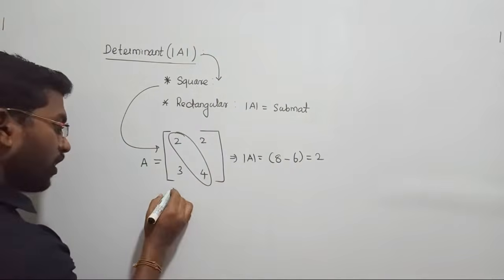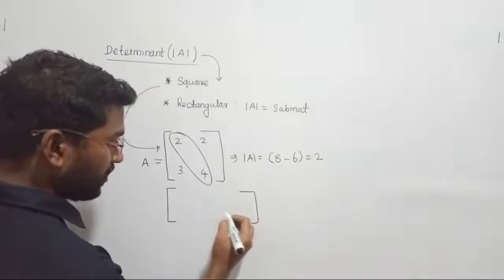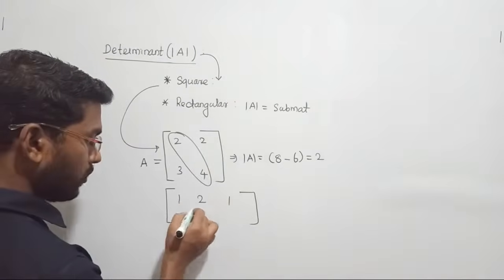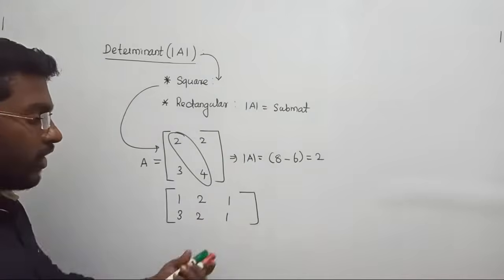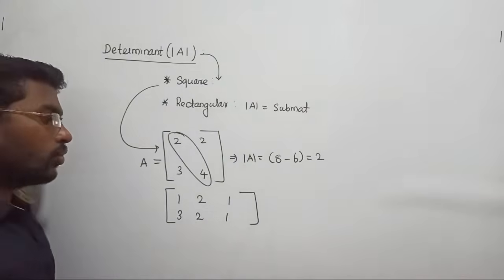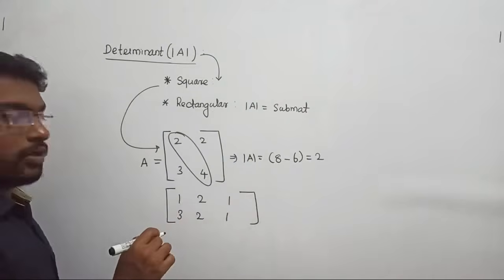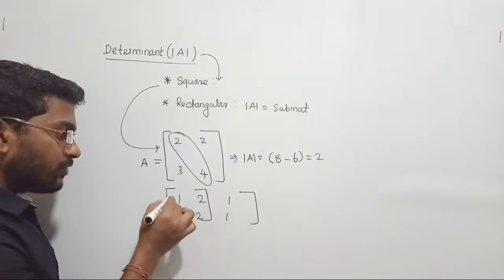Now when I am looking at a non-square matrix, for example, I have a matrix like this, 1 2 1 3 1 2 1, something like this. Can you find the determinant for this directly? No. Complete determinant is not possible, but you can find the determinant for a subsquare matrix.